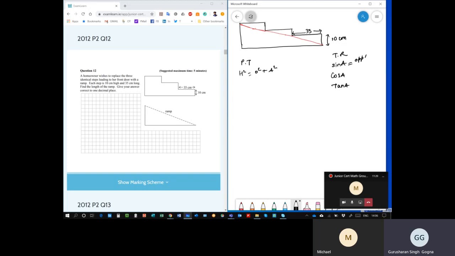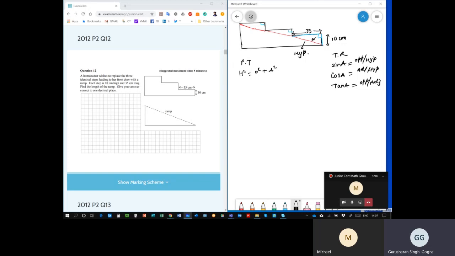Sine is opposite over hypotenuse. Cos is adjacent over hypotenuse. And tan is opposite over adjacent. Okay, so in this case, we need to find out the length of the ramp, isn't it? You can see that we are forming 3 right angle triangles here. We know that this is one side 10 centimeter, this is the other side 35 centimeter. So basically you need to find out the third side. But what is this third side? This is the hypotenuse in this triangle, because the side opposite to the 90-degree angle is always the hypotenuse.